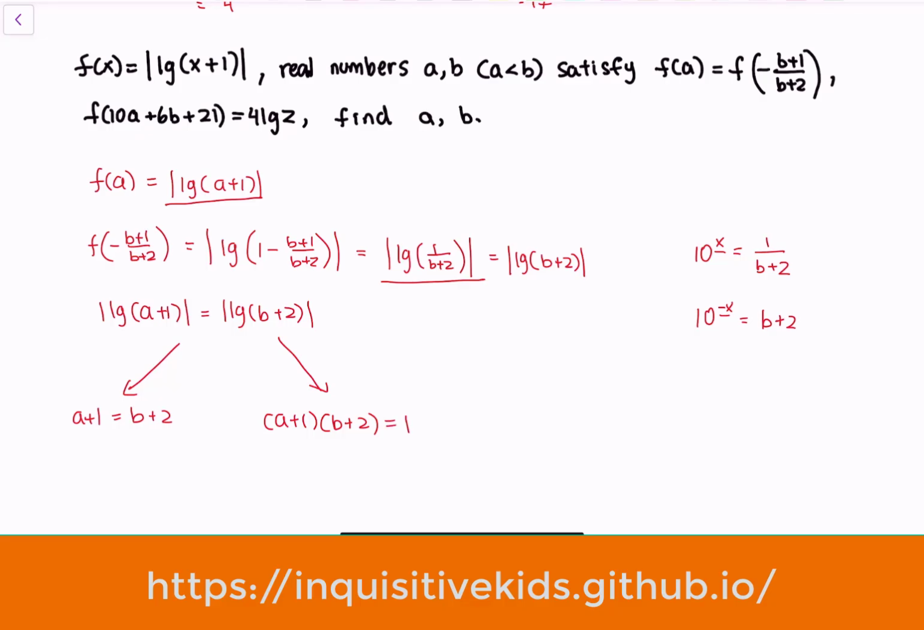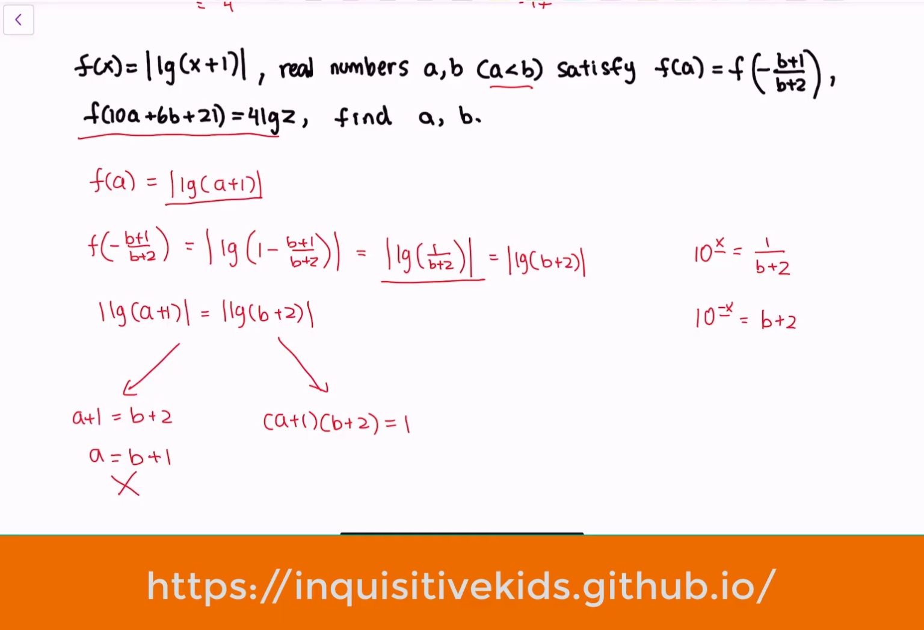So in our first scenario, a would be equal to b plus 1. But we said earlier that a must be less than b. So this scenario would not work for us. Let's stop here for now, and we can focus more on our next condition we haven't used yet.